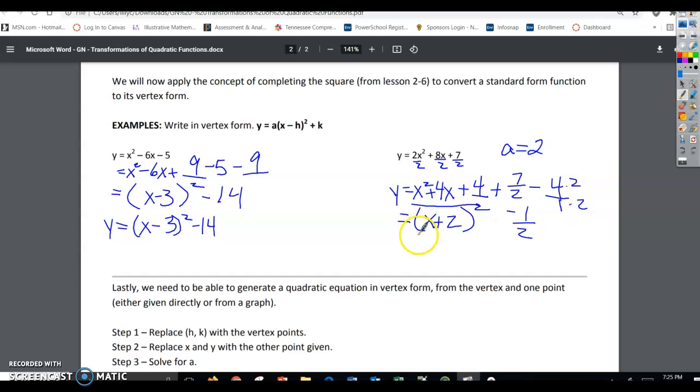All right, now the only thing I have to remember is that I factored out a 2, so I have to put a 2 back all the way with the whole problem. Okay, so if I factored out a 2, now I'm going to have 2 times x plus 2 squared, and then 2 times negative 1/2 is negative 1.